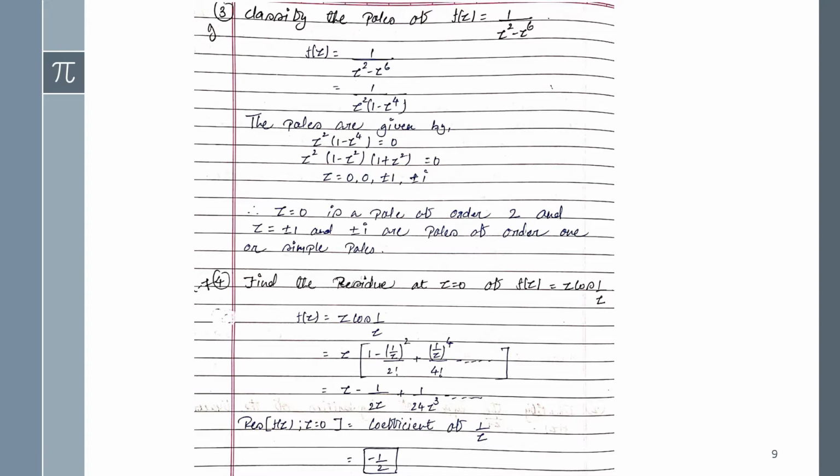Classify the poles of f of z equals 1 upon z square minus z raised to 6. Okay, so from this we can write f of z, and you can see its denominator by taking a common z square, so it will be z square into the bracket 1 minus z whole raised to the 4. So from this function we can find its factors.